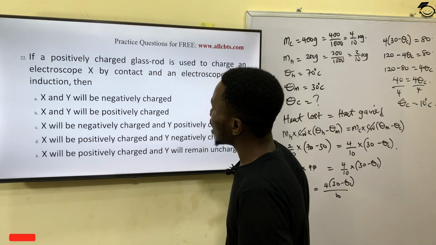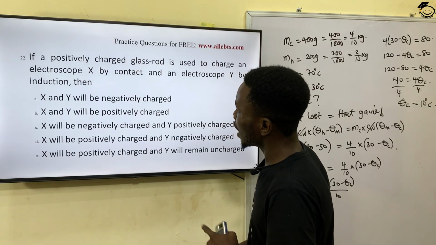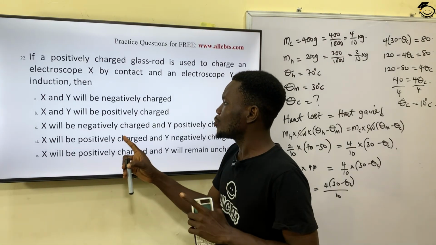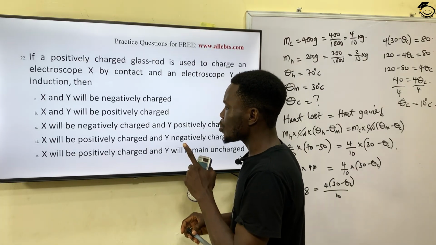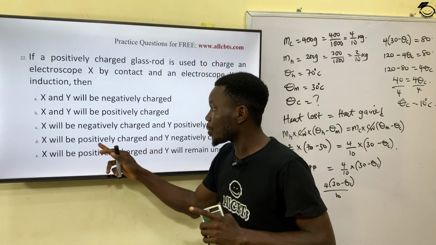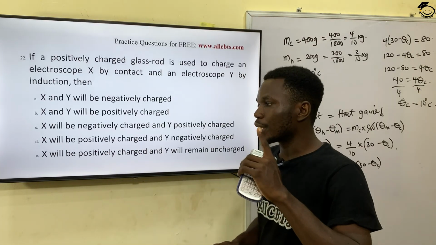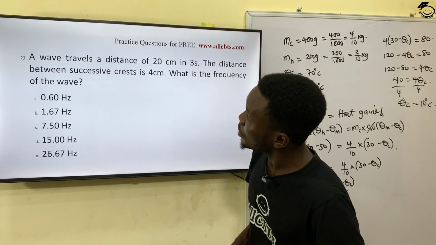Option A says X and Y will be negatively charged. Option B says X and Y will be positively charged. Option C says X will be negatively charged and Y will be positively charged. And option D says X will be positively charged and Y will be negatively charged. Like I said, X will be positively charged and Y will be negatively charged, and that is option D. So that is also question number 23.